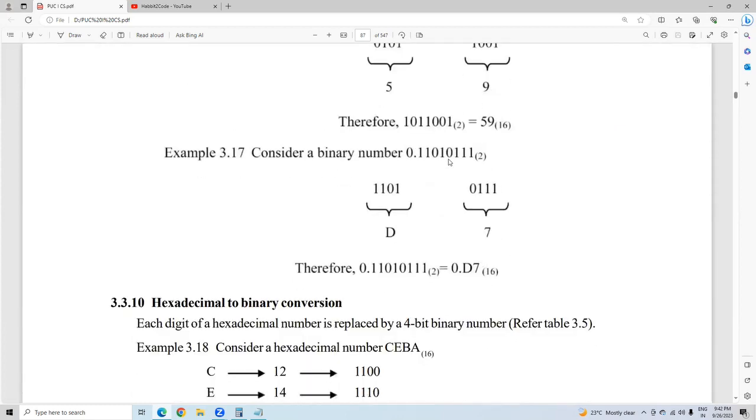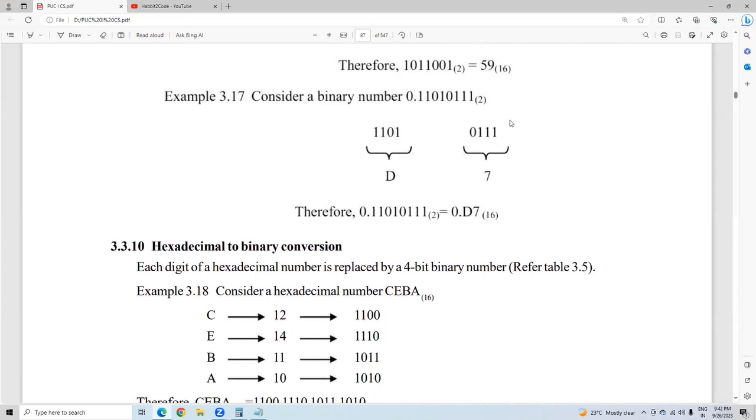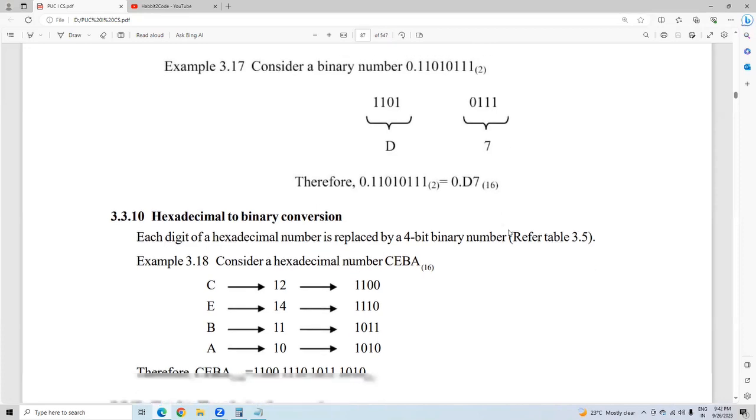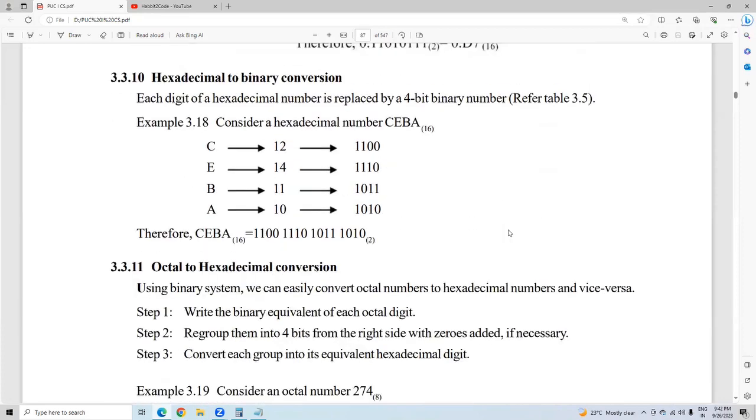If there is a fractional number, what do you have to do? From the left side, see, 1101. Anyhow, there are equal numbers of digits. Suppose there is a whole number, from the right side you make the grouping. Suppose there is a fractional part, from left to right you make the grouping. Suppose you don't get an equal number of 4 digits, then at the last you add 0s to make it equal, right? So 1101 means D, 0111 means 7, hence 0.D7 base 16 is the answer.